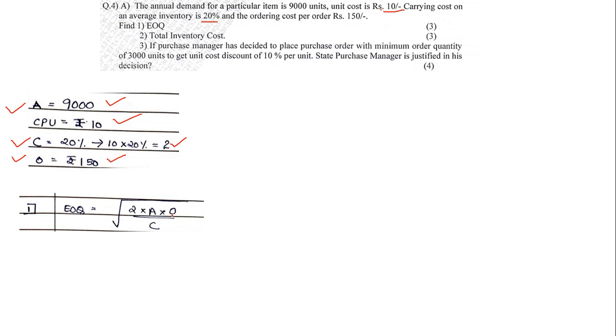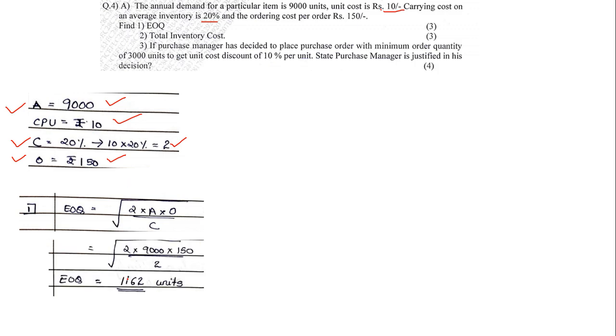EOQ is equal to the square root of 2 into A into O divided by C. So 2 into 9000 into 150 divided by 2. The square root of that we get in point form, so rounded up to 1162 units. So our EOQ will be 1162 units. That was the first part of the problem sum. They asked us to find the EOQ.